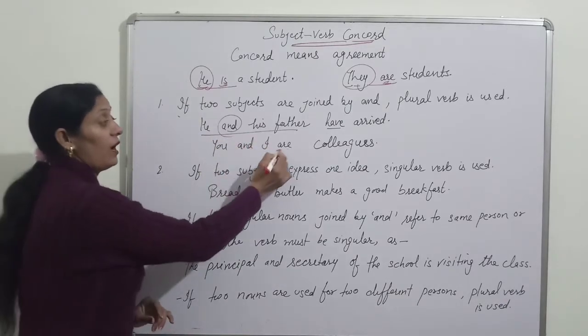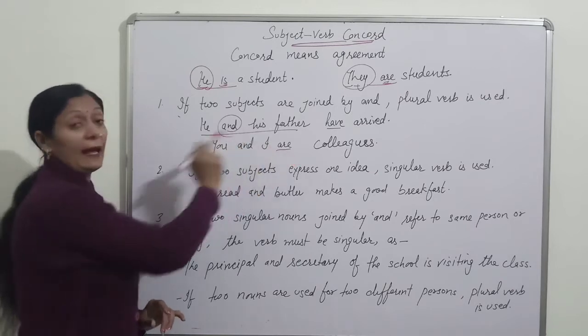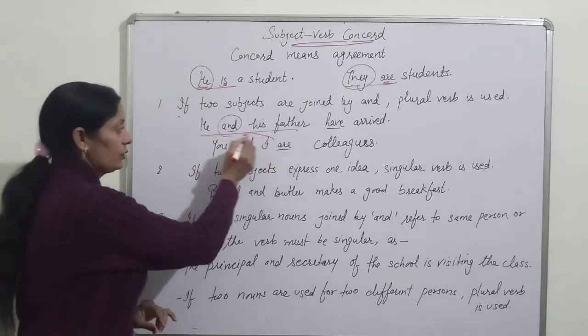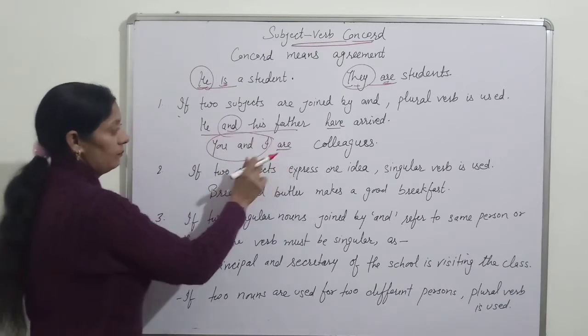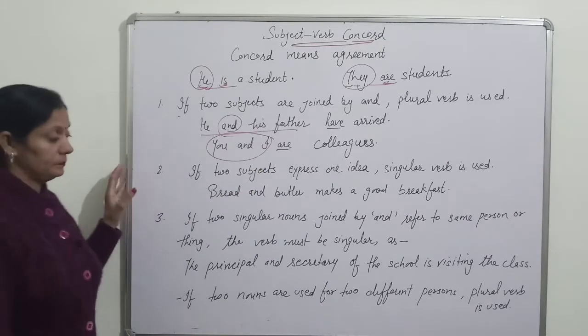You and I are. If you use here am, that will be wrong. You and I, we are using this verb with both the subjects. You and I are colleagues.